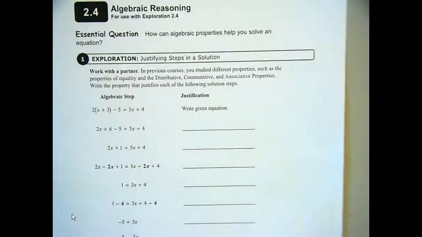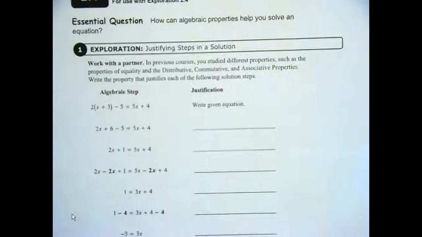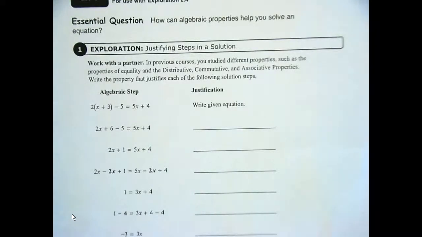All right, ladies and gentlemen, I need your attention up here. It says, work with a partner. In previous courses, you studied different properties, such as properties of equality, distributive, commutative, and associative properties. Write the property that justifies the following solution steps. They kind of give you some hints there, but first you need to know your properties of equality to be able to do this.